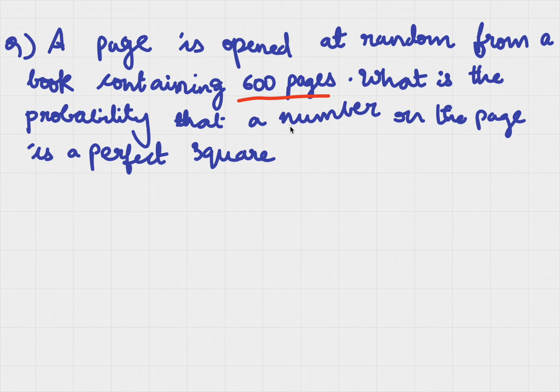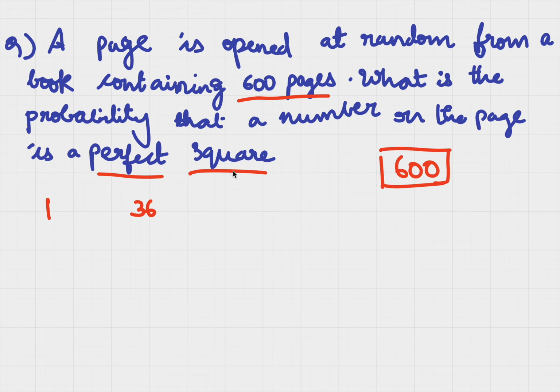So for this, we have to list down what are the favorable outcomes. That means what are the page numbers where we have a perfect square. For example, if I randomly opened page 1, it is a perfect square because 1 square is 1. If I randomly open page 36, it is also a perfect square because 6 square is 36. So we know that the total number of pages are 600. So how many perfect squares are possible?